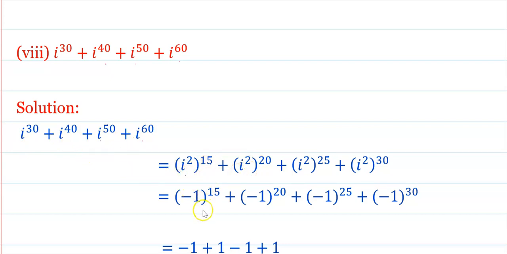(i square) raised to 15 plus i raised to 40 means what? (i square) raised to 20. i raised to 50 means what? (i square) raised to 25. i raised to 60 means what? (i square) raised to 30.